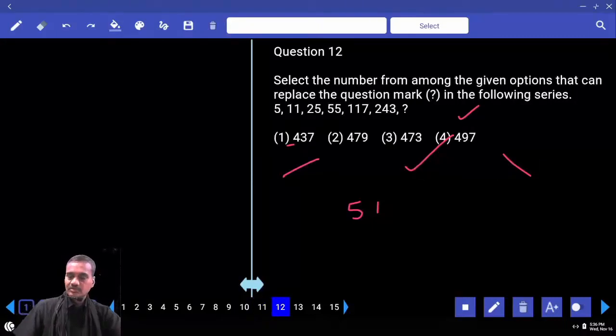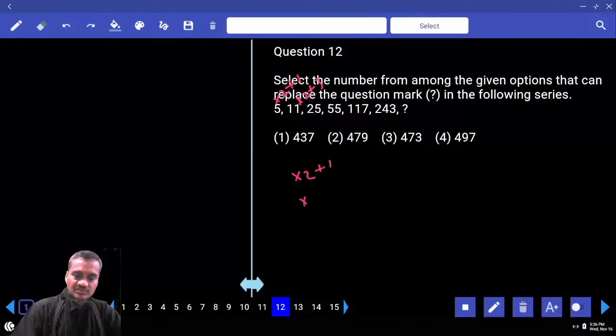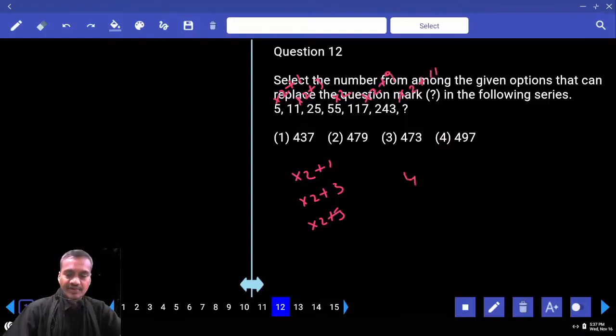Then the 12th one, number series, 5 and 11. 5 can be written as 5 into 2 plus 1. 11 into 2, 22 plus 3. Into 2 plus 1, next one into 2 plus 3. And the next one, 25 into 2, 50 plus 5. And 50 into 2, 110 plus 7. Into 2 plus 9, and into 2 plus 11. And 243 into 2, 486 plus 11, 497, choice 4, question number 12.